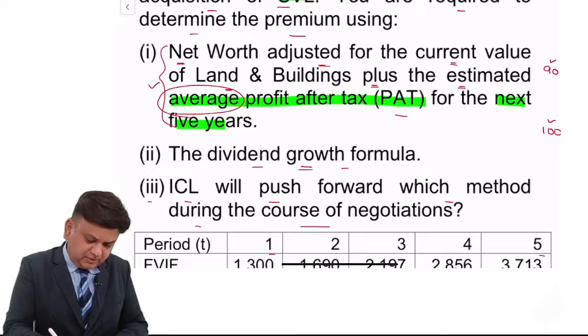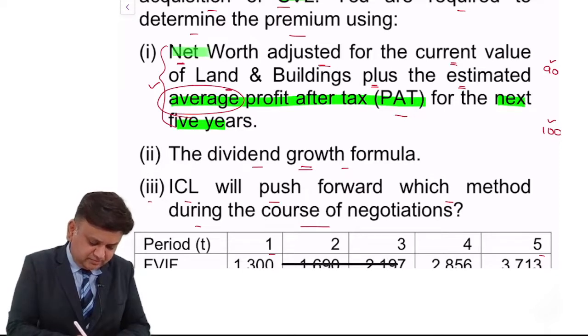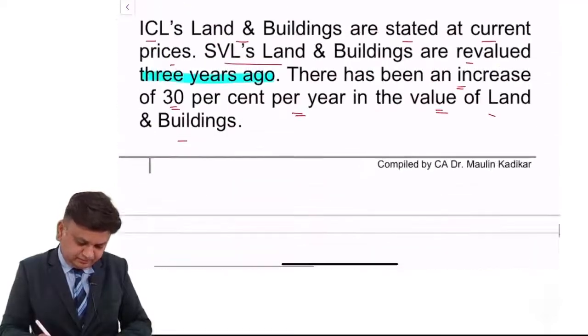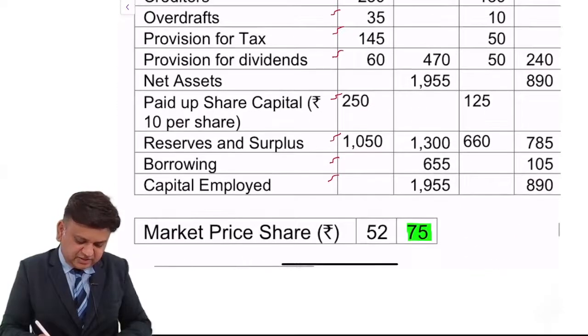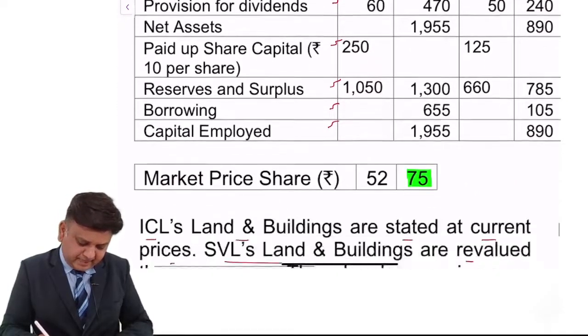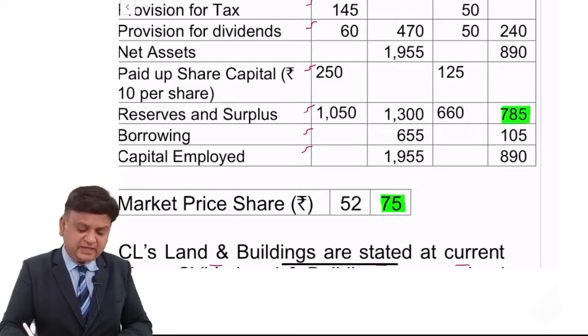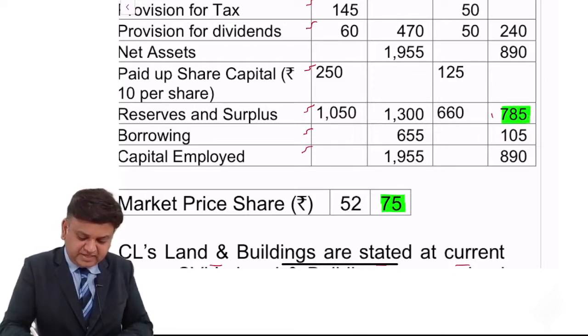Now friends, over here they have used the word net worth. First of all, we'll have a discussion before we proceed further. As far as the net worth is concerned, we can say that the net worth is 785 crore. So we have to start making the calculation of the answer using this 785 as the starting point.